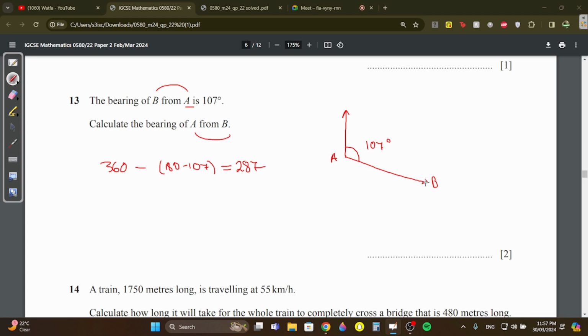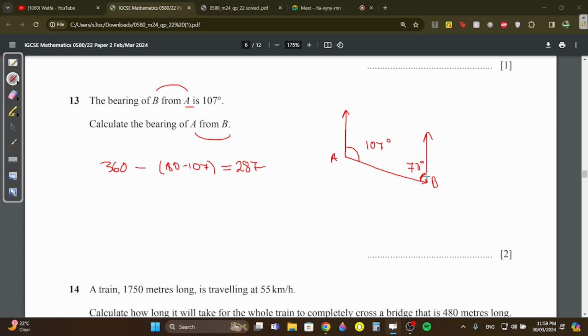So now, how do I go from this B to A? Let's imagine this is the north for B. I have to go from B all the way to A. So you need to figure out what this angle here is. Since these two lines are parallel, it's going to be 180 minus 107 because they're co-interior. And 180 minus 107, you're going to get 73 degrees.